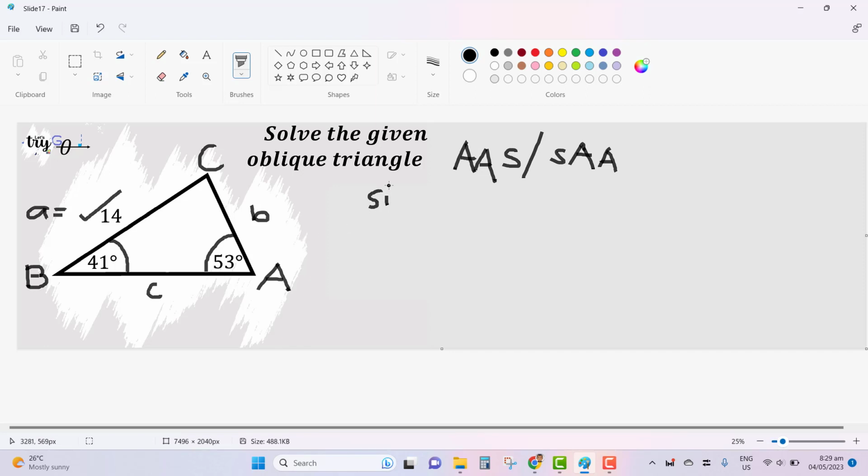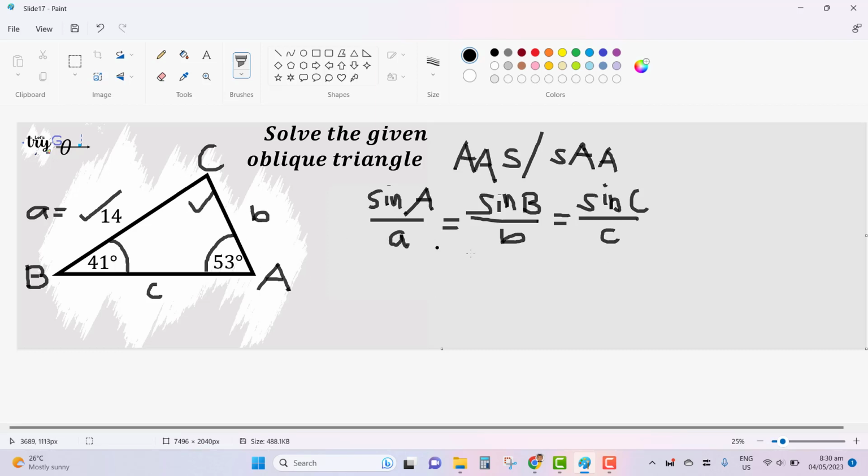So you could have here a formula: sine A over side A is equal to sine B over the measurement of side B, and it's equal to sine C over the measurement of side C. But before we could use this formula, the first thing that you could do is to solve for this unknown angle here, which is the measurement of angle C.